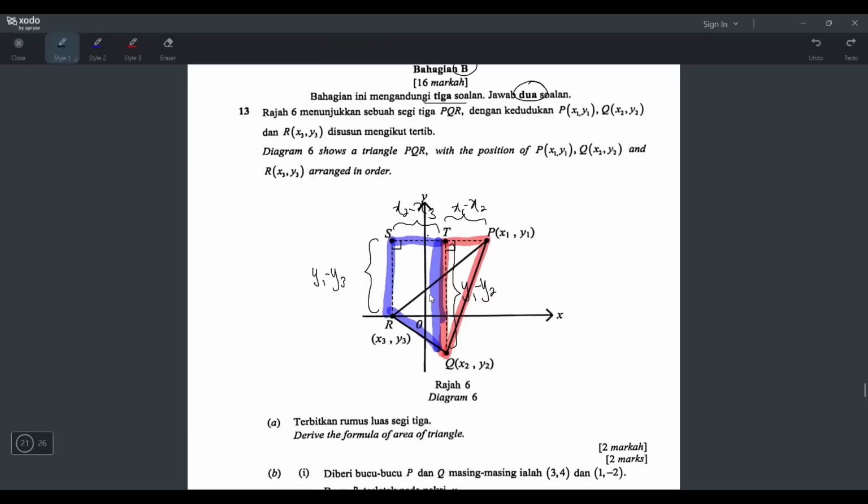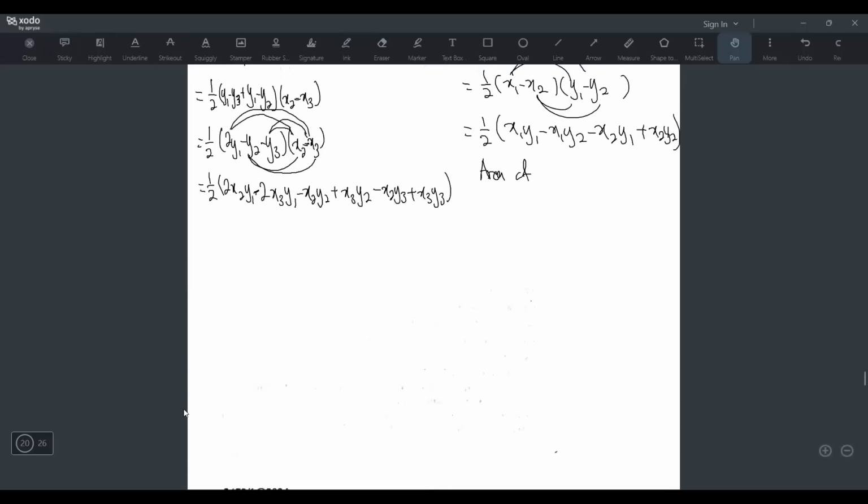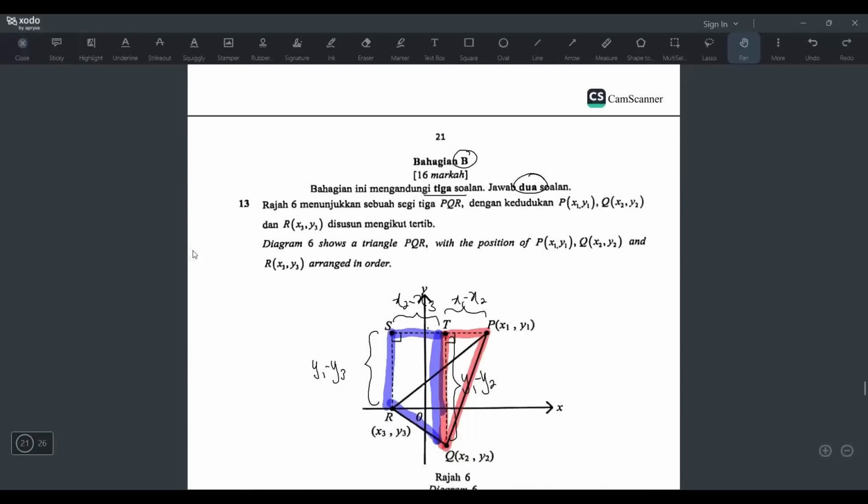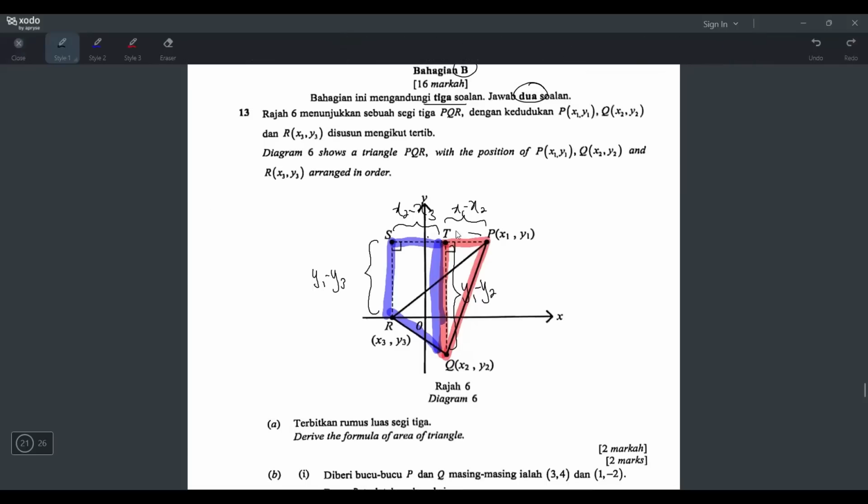Okay, so let's write down PSR. Area of triangle PSR. For PSR, this is also a right angle, so it will be 1 over 2 times base times height. So what is the base for this triangle? The base and height will be this length here and this length here, right? So what will be the horizontal distance from P to S? X1 minus X3. Or you can say this one plus this one. When you do that, you will get the same also.